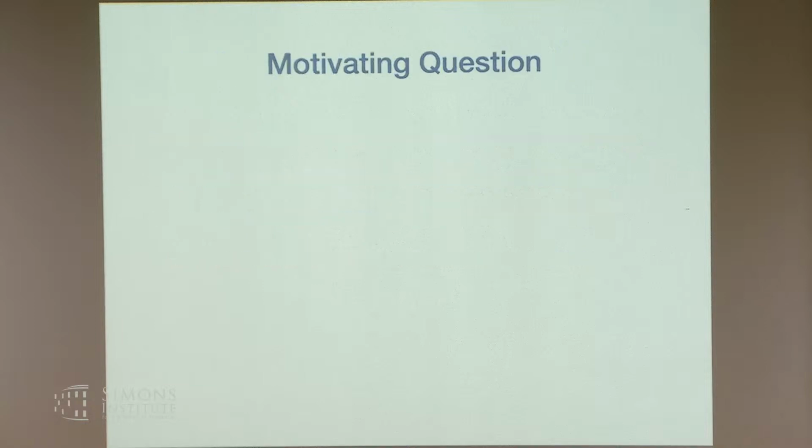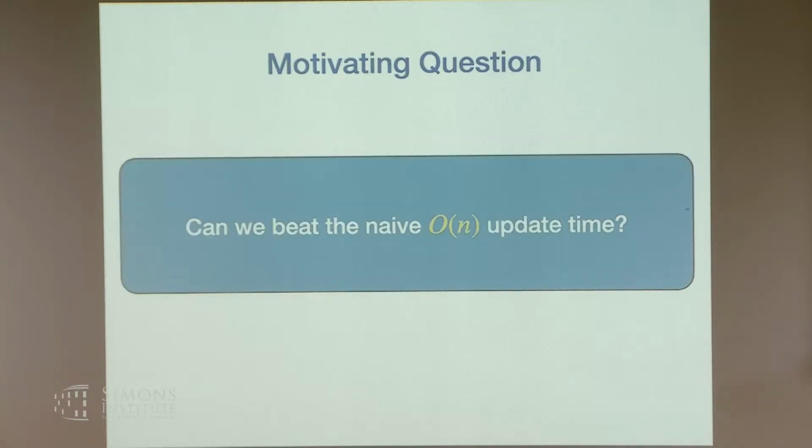And really the motivating question is, can we beat this naive order n update time? It may not be clear how you can even get order n update time. It's not entirely trivial, but you can do it, and let's say that's the benchmark of order n update time that we know how to do, and it's easy. It's a very good exercise, like an undergrad algorithms level exercise. The question is if we can do better than that.